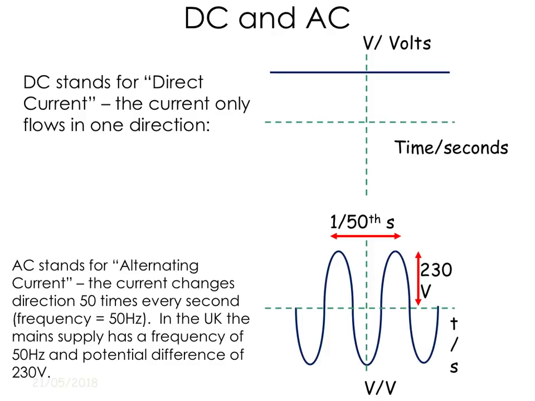You also need to be aware that alternating current is what's generated at power stations and travels through the national grid, and in that case the current changes direction 50 times every second. So alternating current means it alternates, and in the UK, because it's at a frequency of 50 Hz, the current changes direction 50 times every second. You should also be aware that the main supply has a potential difference of 230 volts. We can see this plotted on this oscilloscope trace here, so you can see it going up and down. Notice that the difference in time here is 1/50th of a second, and your peak voltage will be 230.